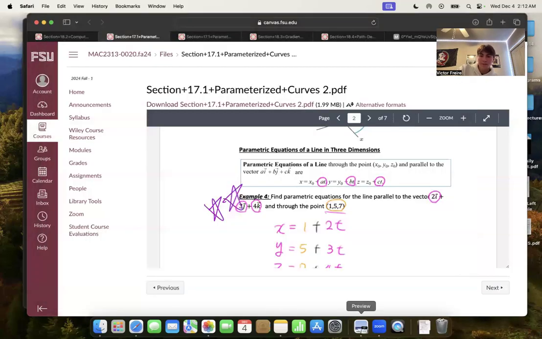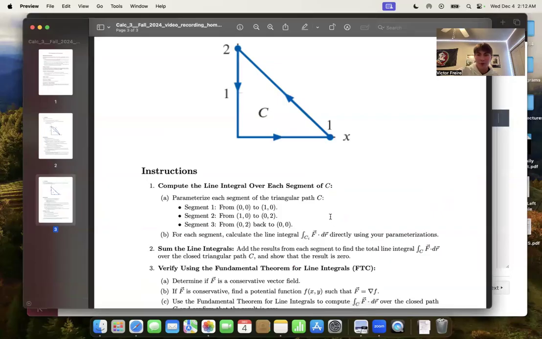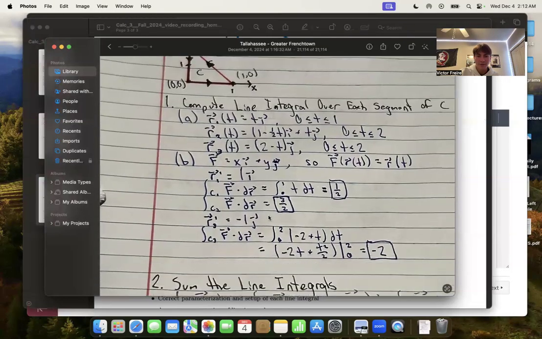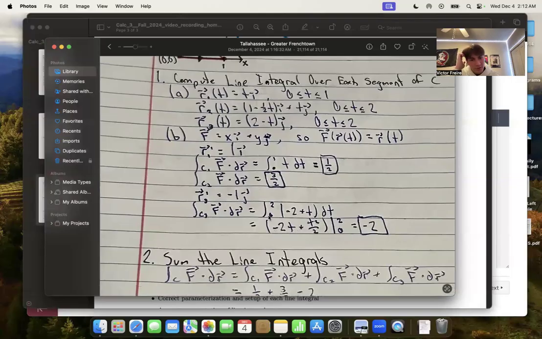So now we have part B. Part B asks, for each segment, calculate the line integral of f dot dr along the curve Ci directly using your parameterizations. So if we go back here, we're left with this right here. I just wrote this here to save a little bit of time. We know that for all three of these line integrals, f of r of t is just going to equal r of t.